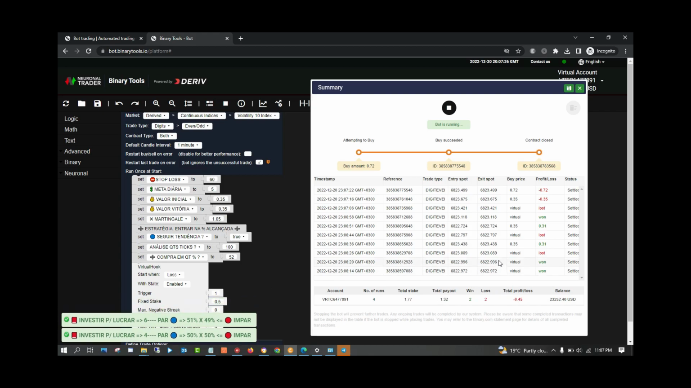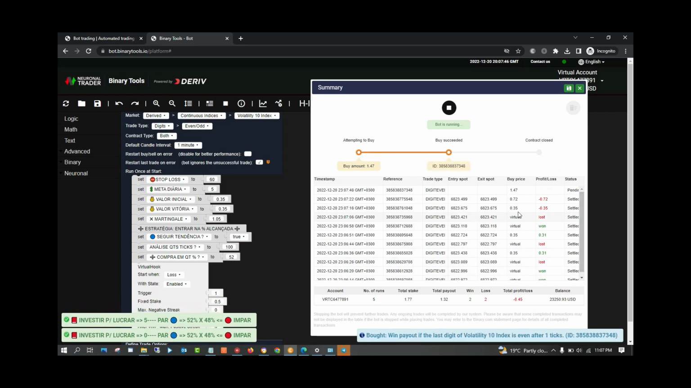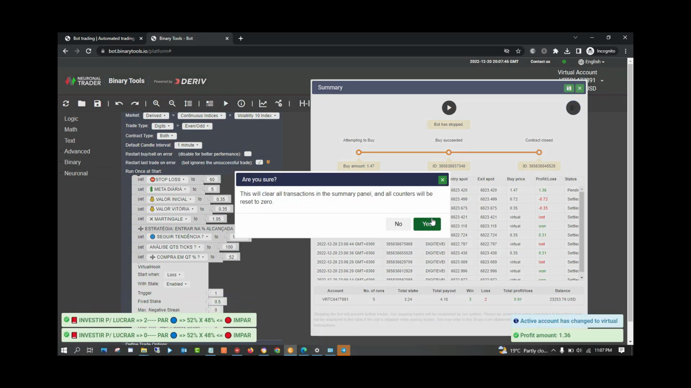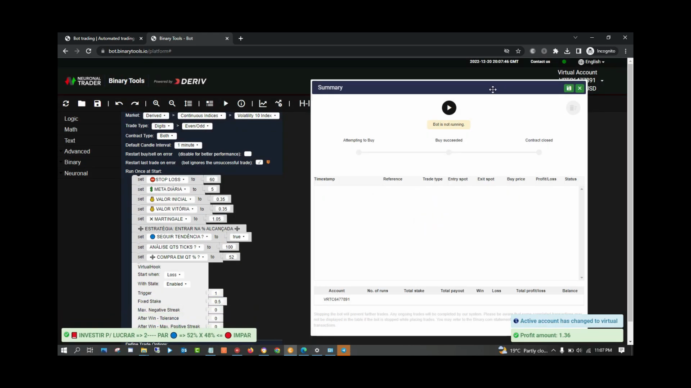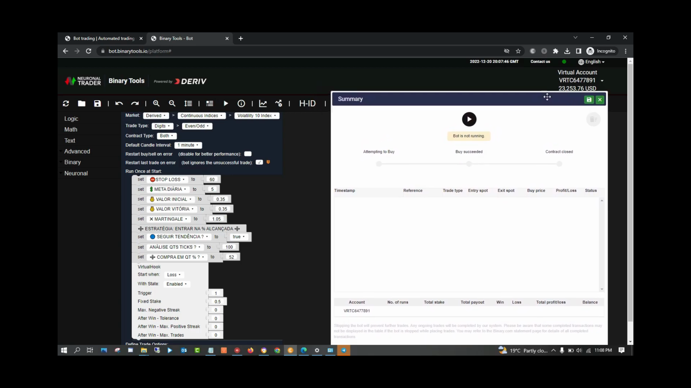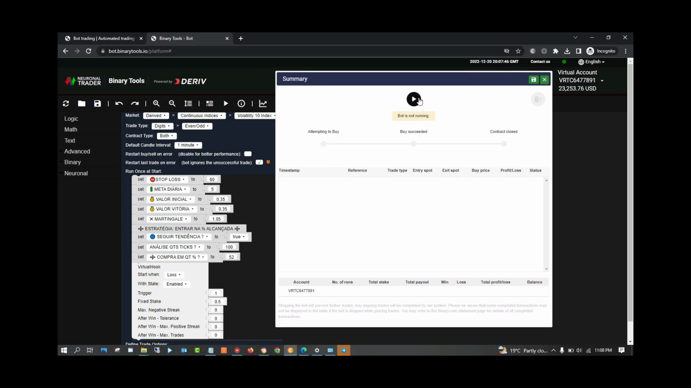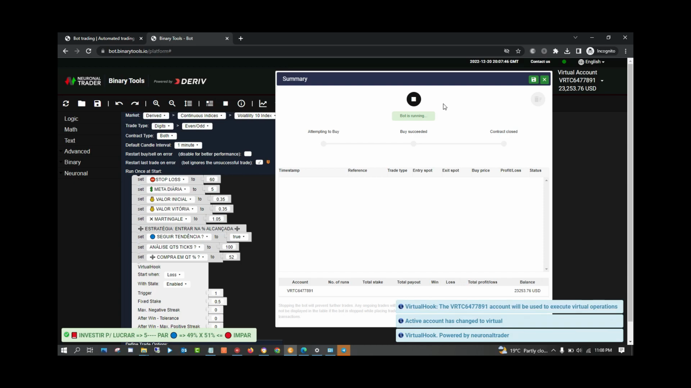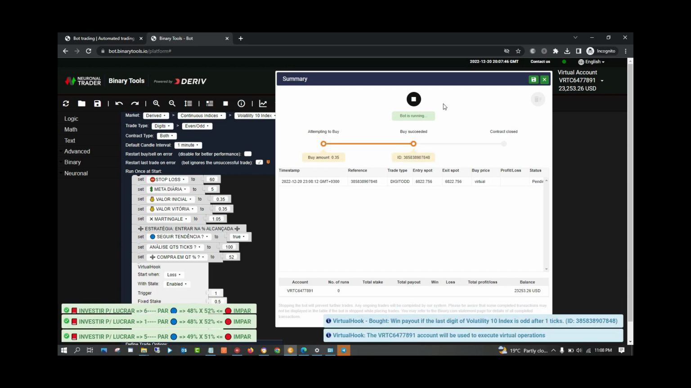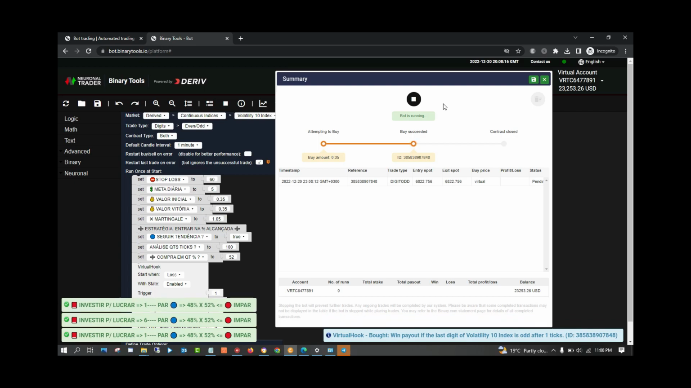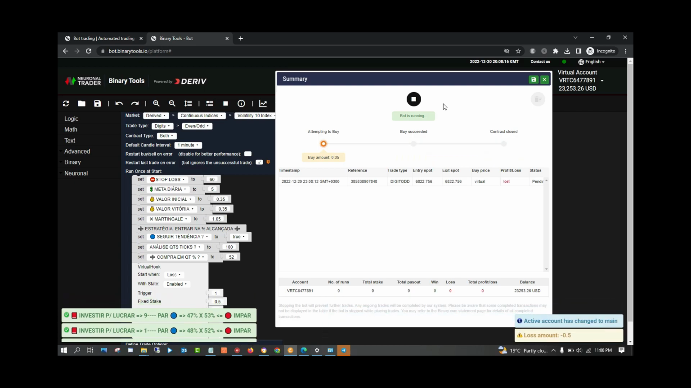So we are running this bot on the demo account. Let me just start afresh so that you can understand. So we are simulating how it will run on your real account, but technically it is running on your virtual account. So let me start the bot and start running. It's actually running on digits even and odd.